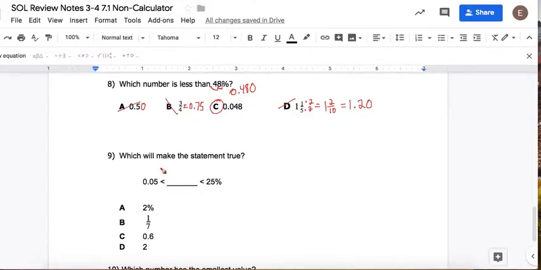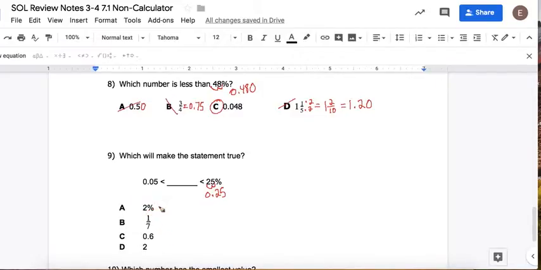Okay, so let's move on to number 9, which will make the statement true. So when you see something like this where it says 5 hundredths is less than blank is less than 25%, I'm looking for the one in between these two values. So I can change this to a decimal, and that gives me 25 hundredths. So I'm looking for which one is less than 25 hundredths, but also greater than 5 hundredths. So it's in between.